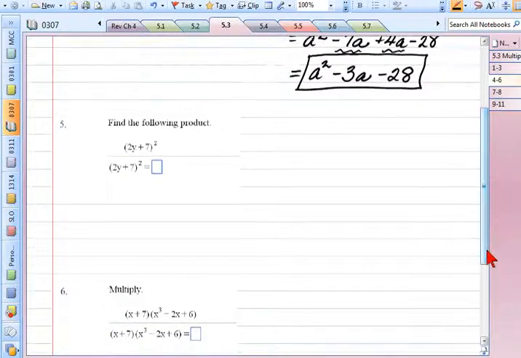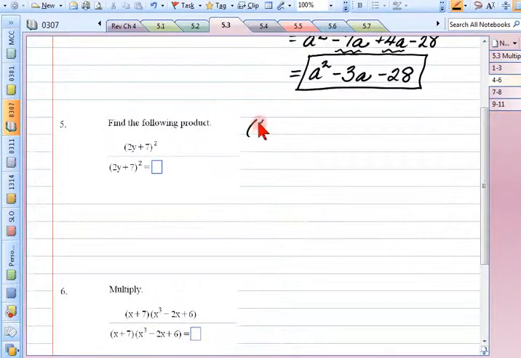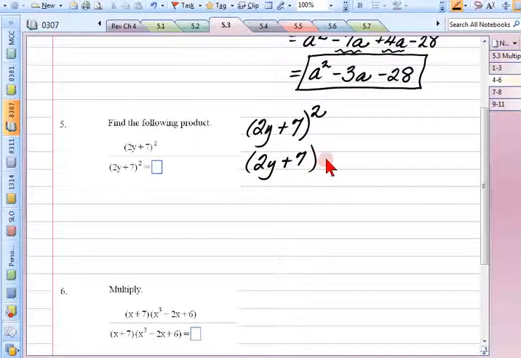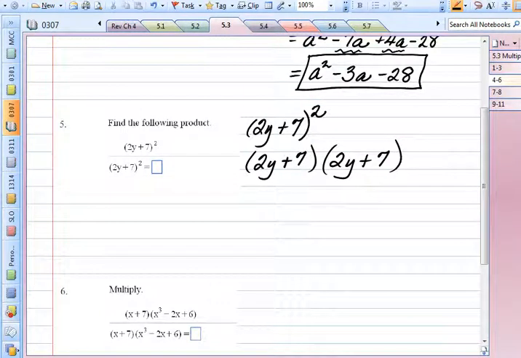This is problem number 5, and you are asked to find 2y plus 7 quantity squared. You do not square it by squaring this term and this term. Because what does it mean to square something? Multiply it by itself. So it's 2y plus 7 times 2y plus 7. And I need to use the distributive property again. First, I'm going to distribute the 2y.